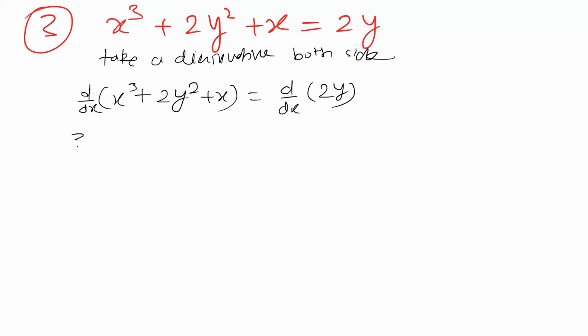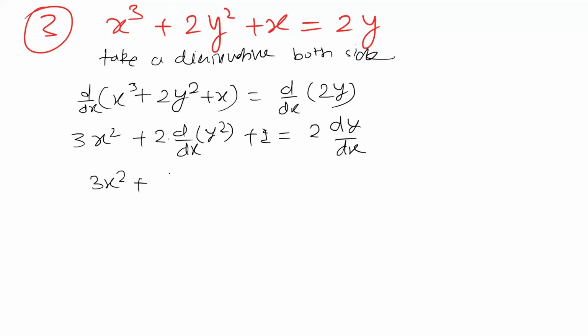Then 3x square. Okay, the derivative of 2y square, derivative of x is equal to 1. Here you will take the constant term dy by dx. Okay, so here 3x square plus 2 you will get 2y, just apply the chain rule, 2y into dy by dx, plus 1 equal to 2 into dy by dx.